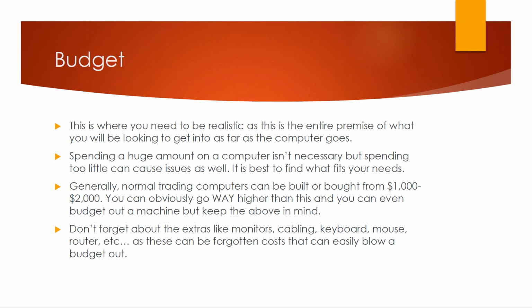Now, don't forget about extras as well. If you're going to be setting up a computer that's going to run 6 monitors, you're going to have to buy the monitors too. There's cabling, there's keyboards and mouse, there's the router, there's the desk, the chairs, etc. You need to have all of that in mind too, because those can be forgotten costs that will easily blow a budget out of the water.